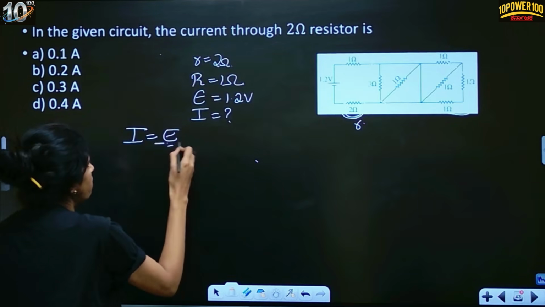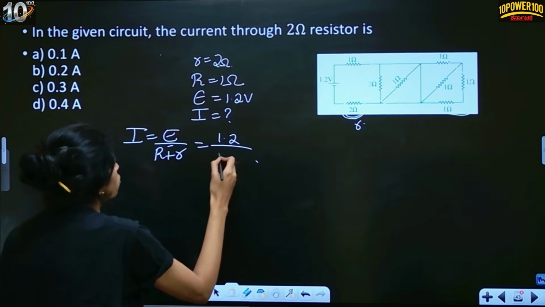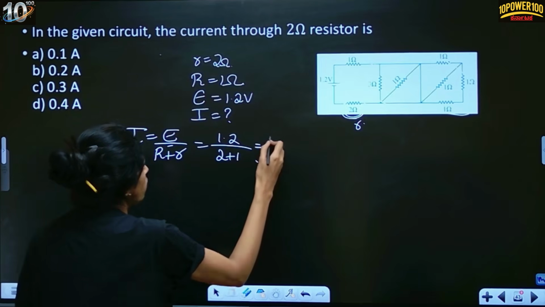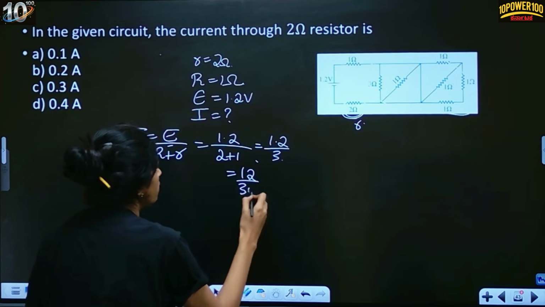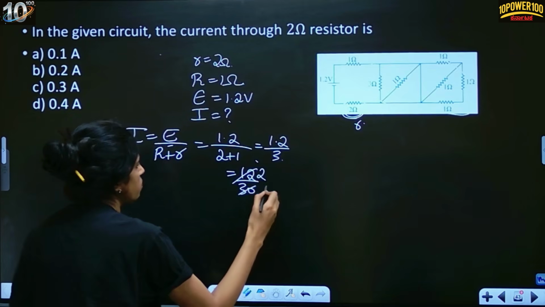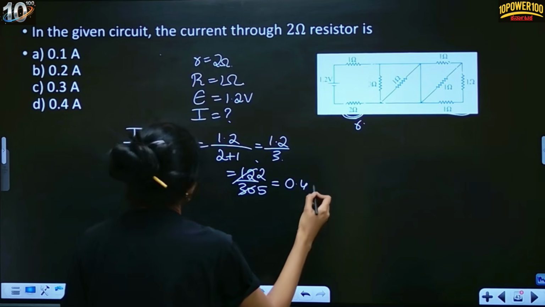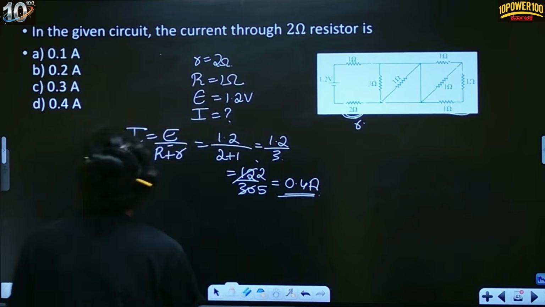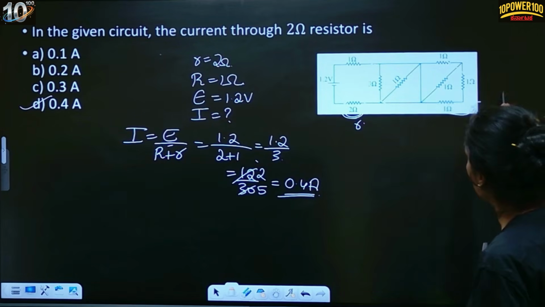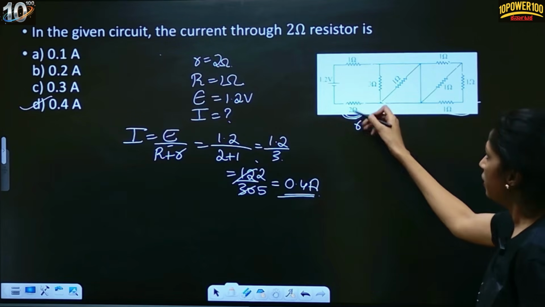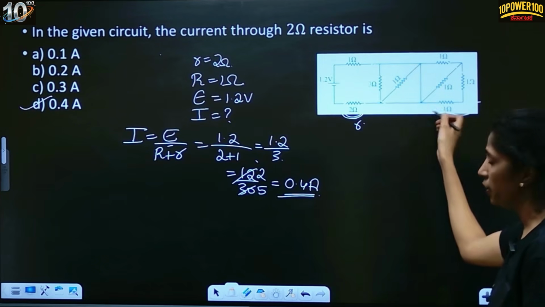Okay, so we have a formula. I equals E divided by R plus r. So E is 1.2. R plus r, 2 plus 1, equals 1.2 divided by 3, or you can write it as 12 by 30, which is 2 by 5. So 2 by 5 is how much? 0.4. Okay, so 0.4 ampere is the correct option. So option D is the correct option. I'm ignoring the other parts of the circuit, right? They're just asking what's the current across the 2 ohm. So current will get divided after that.